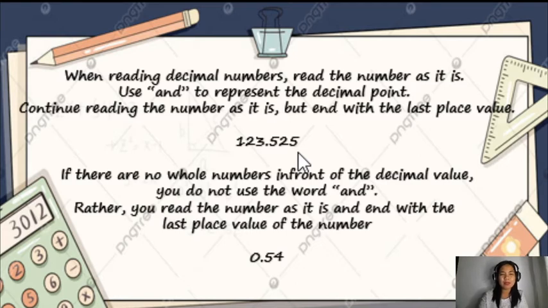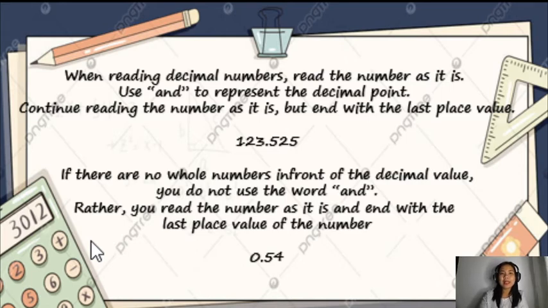So, ano yung last place value natin? This is tenths, hundredths, and then thousandths. So, that is 525 thousandths. So, ang basa natin dito is 123 and 525 thousandths. If there are no whole numbers in front of the decimal value, you do not use the word and. Rather, read the number as it is and end with the last place value of a number.